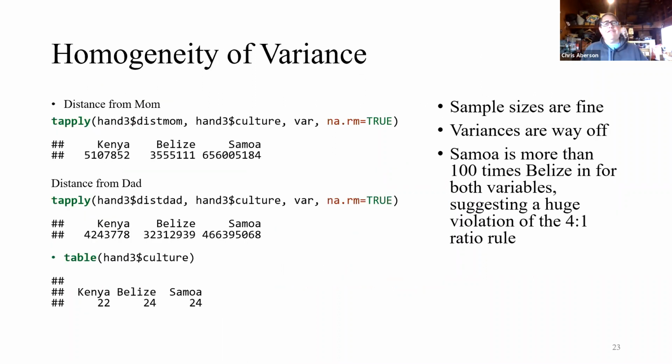All right, homogeneity of variance. We could use our old friend, the tapply command here. This shows us for these 3 countries the differences in the variances between each of them. And one thing we can see here is the variances in Samoa tended to be about 100 times or more larger than those in the smallest cell, which was Belize. So we can see that's a pretty big violation of the 4-to-1 rule, by an order of magnitude.